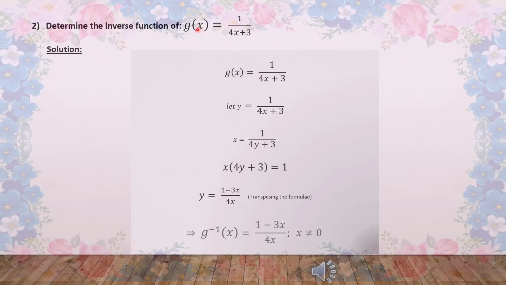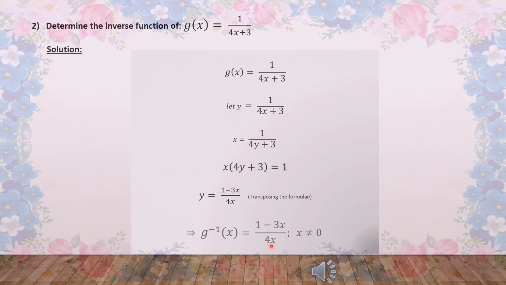Now we started off with g of x. What we're interested in getting is g inverse of x, and we use this notation here, g superscript -1 of x. This simple notation simply means g inverse of x. Now g inverse of x is equal to 1 minus 3x divided by 4x. This is our conclusive step.